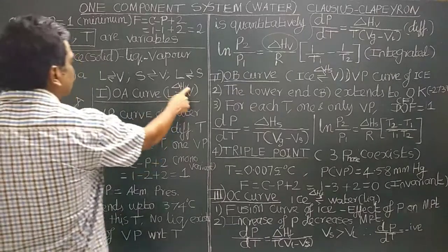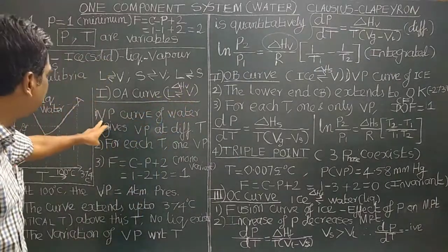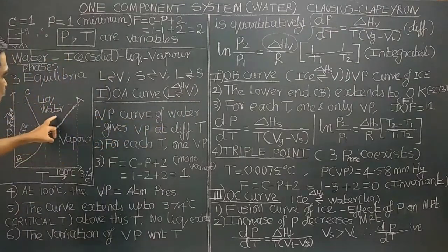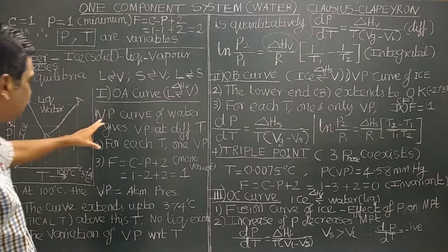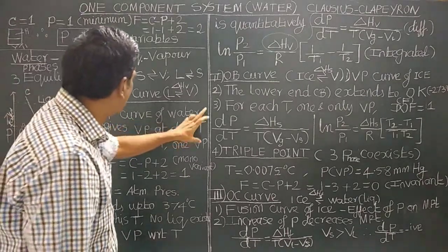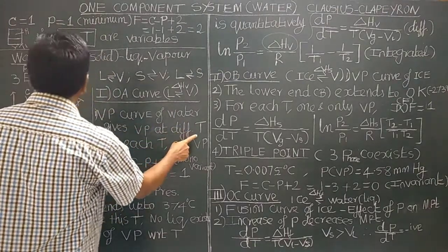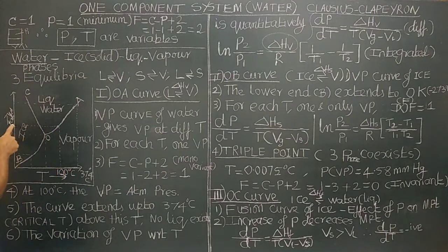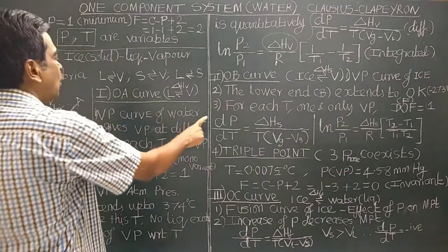So this is called heat of vaporization. This is the vapor pressure curve of water. It gives the vapor pressure at different temperatures. For example, at this temperature, what is the vapor pressure? At this temperature, what is the vapor pressure? So this curve is called the vapor pressure curve of water.